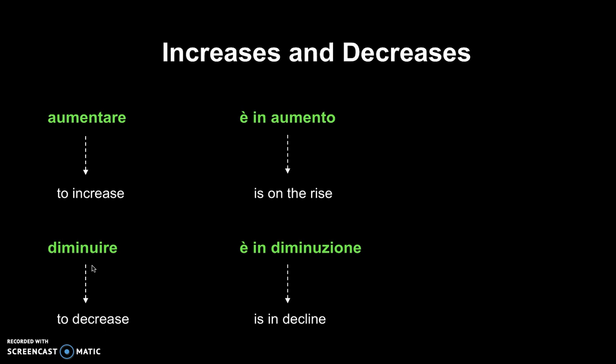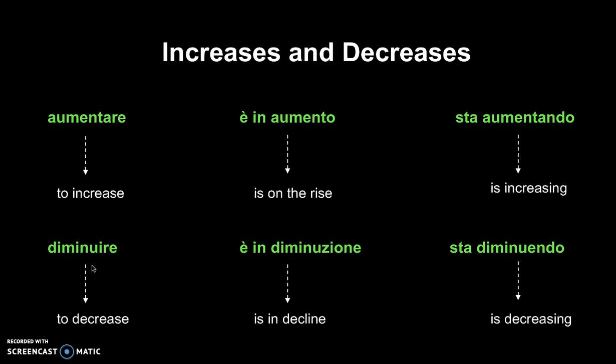If you wanted to emphasize that the trend is taking place right now, you could also use the gerund, the gerundio, to do this. So, for example, you could say il tasso di disoccupazione sta aumentando. The unemployment rate is on the rise or is increasing. And you could say il tasso di nascita sta diminuendo. The birth rate is in decline or is decreasing.